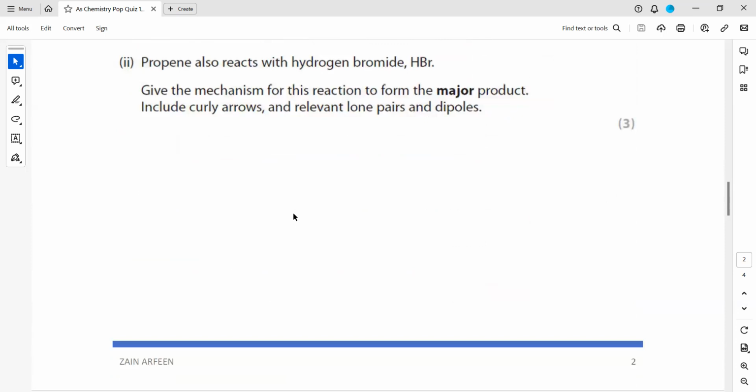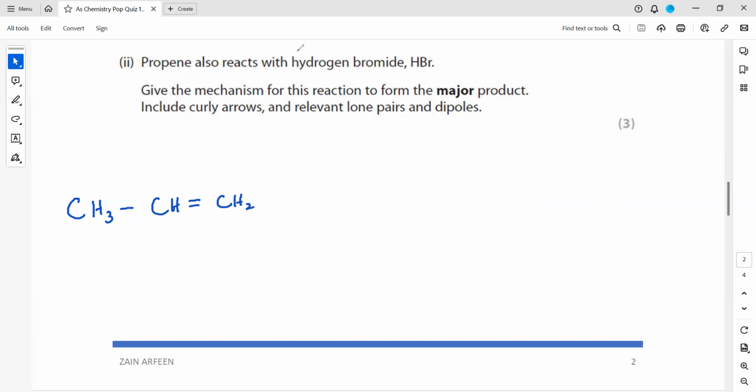The next one, propene also reacts with hydrogen bromide. Give the mechanism of this reaction to form a major product, including curly arrows and relevant lone pairs and dipoles. So electrophilic addition, as I mentioned, the reaction mechanism is important. You have to learn this electrophilic addition and the free radical substitution in alkanes. So we have CH3, CH, double bond, CH2.